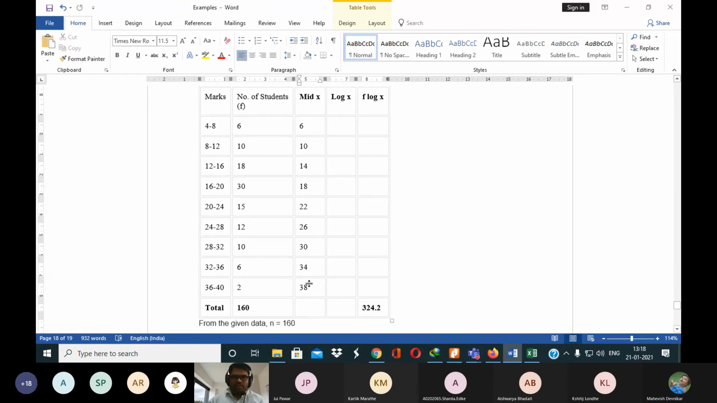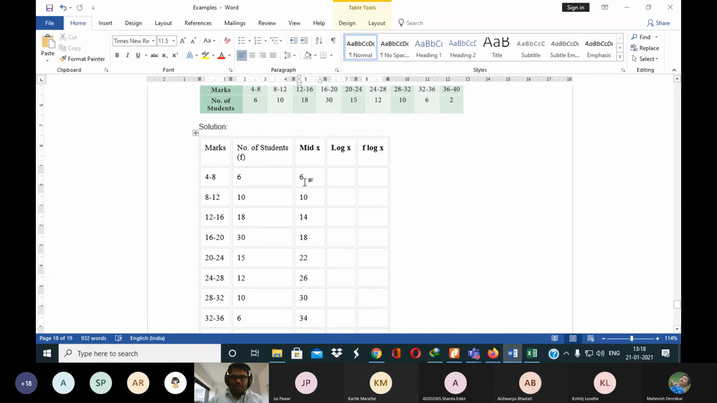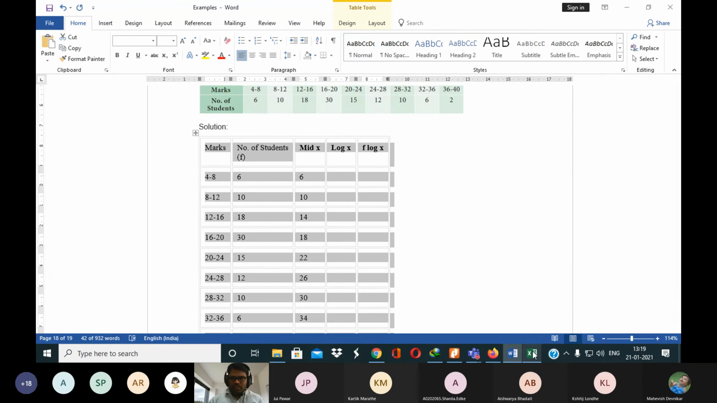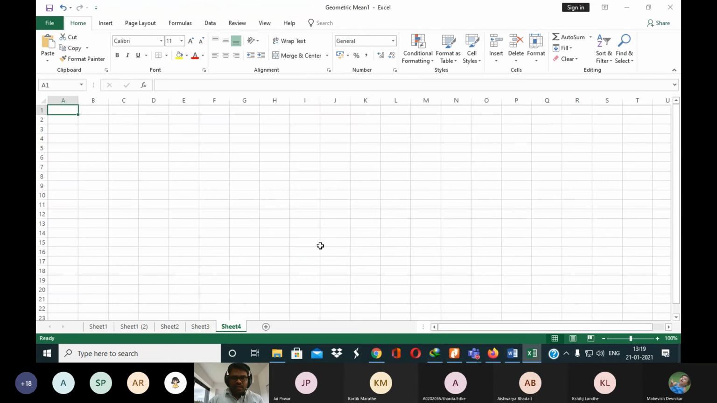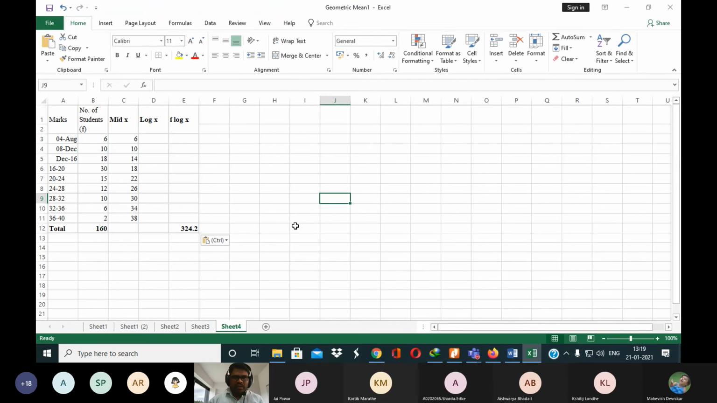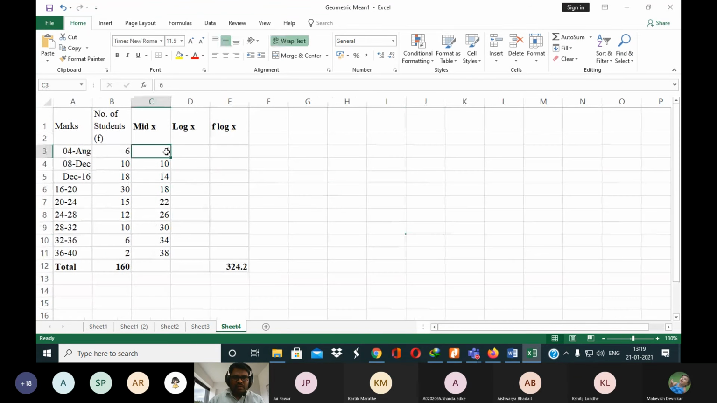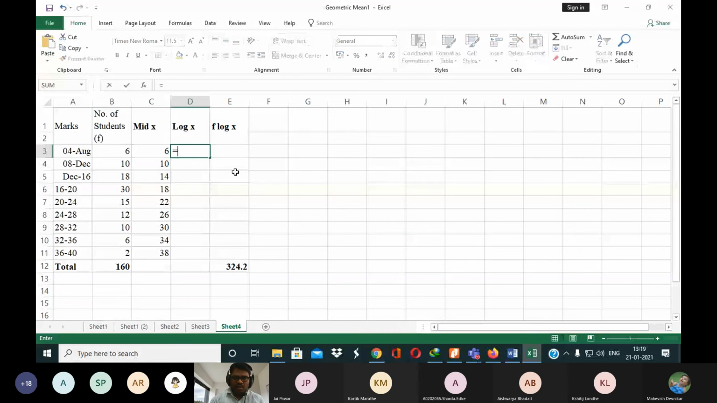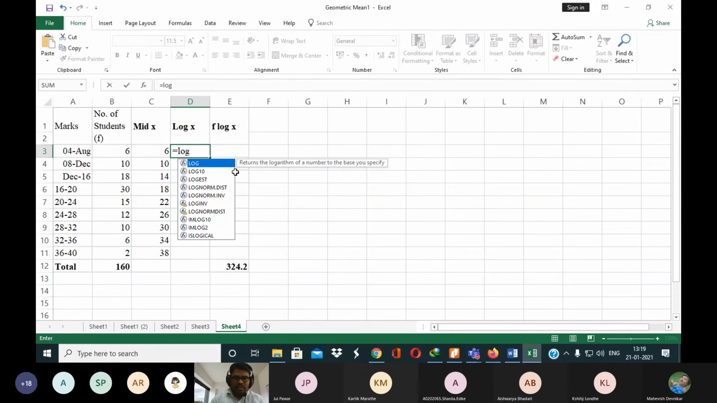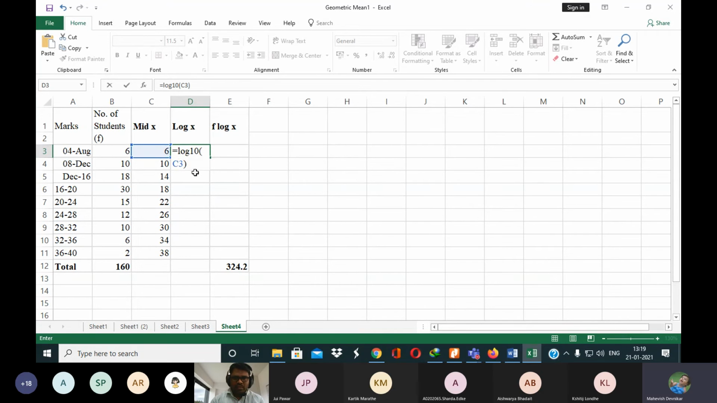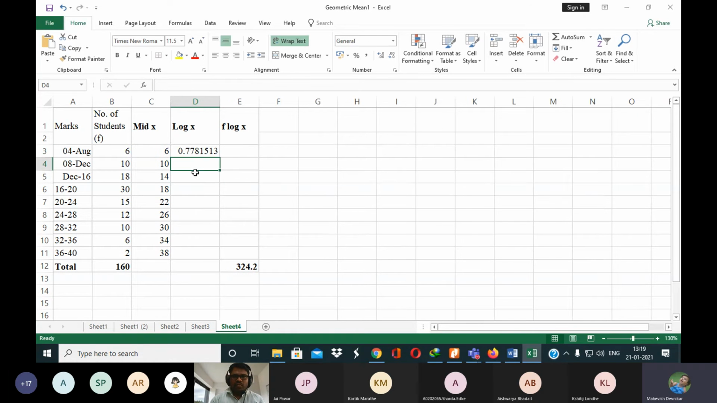Okay, so now we need to find out the log of each mid x value and then f of log of x. So I will take the help of the Excel sheet for faster calculation. So the log of x, log of 6. Log of 6 is how much? 0.7782. Yes, it is correct.